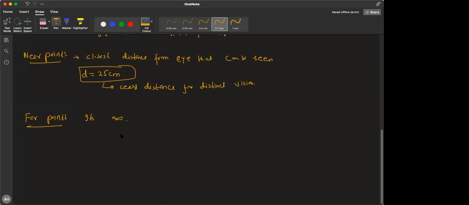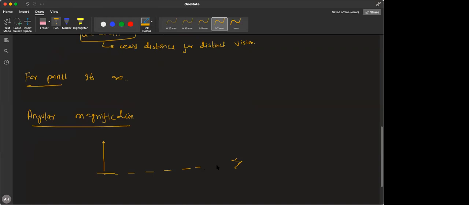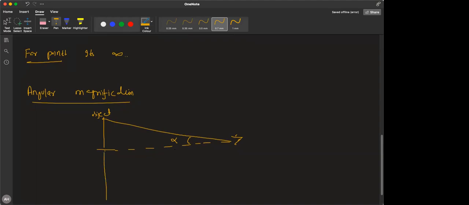Next. See, in optical instruments, we will be calculating angular magnification. So what is angular magnification basically? This is your object and this is your eye. Angular magnification is the ratio of the angle subtended by image and object on the eye. This is your object. It's subtending some angle on the eye, then you can have an image. It's also subtending some angle on the eye. The ratio of the angle subtended by image and object on the eye is angular magnification.